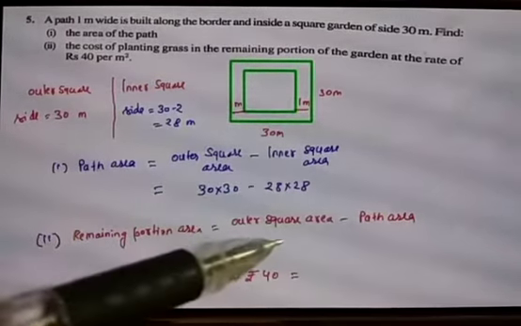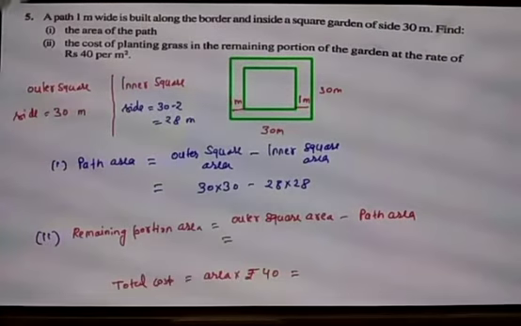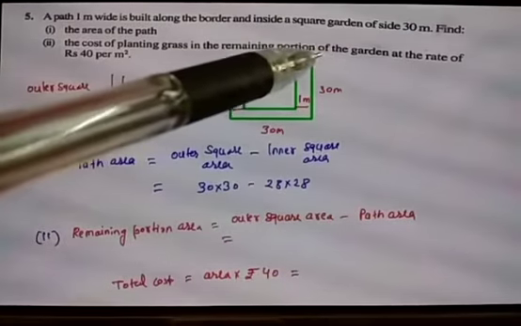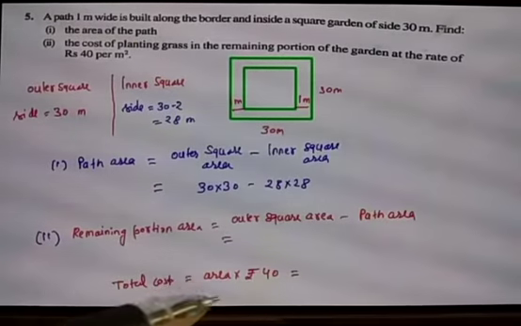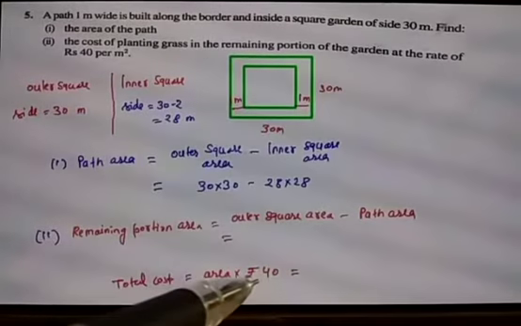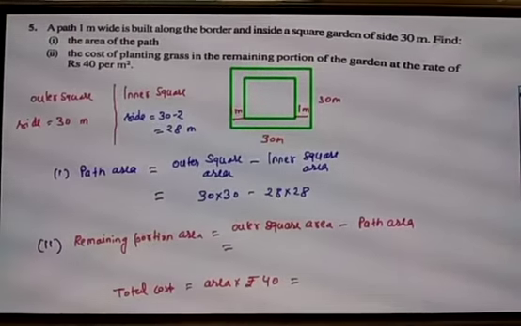How much will it be remaining? Okay, so that you have to take, and again what is given? The cost of planting grass in the remaining portion of the garden is at the rate of 40. Whatever answer you are getting here, you have to multiply with the 40, then you will get the exact answer here.